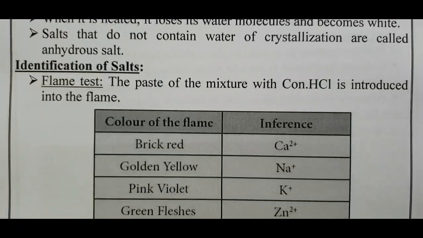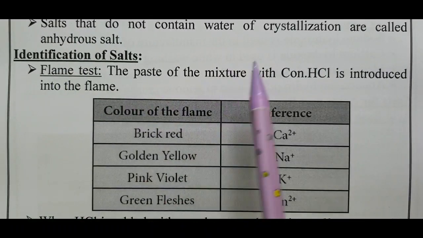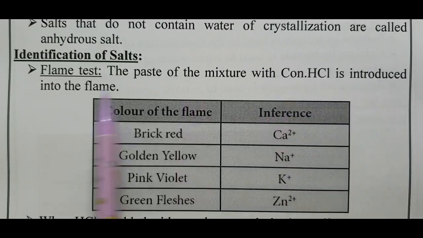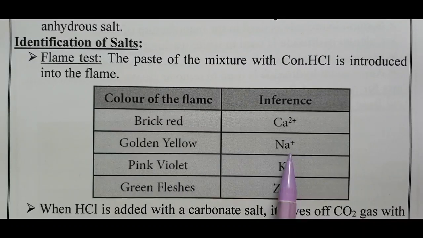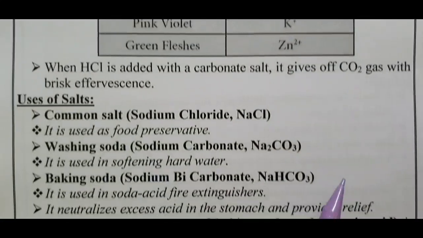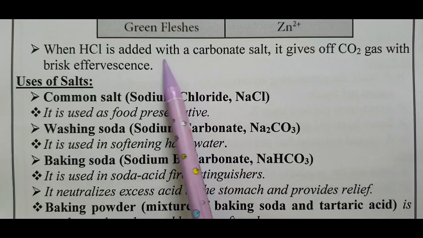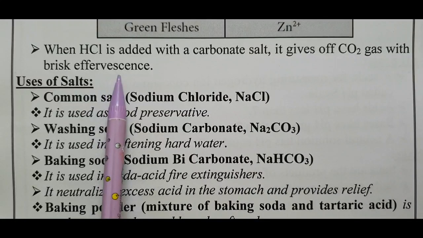How to identify a salt? Identification of salt, flame test. A paste of the mixture with concentrated HCl is introduced into the flame. Brick red color is given by the calcium 2 plus ion. Golden yellow is given by the sodium plus ion. Pink violet is given by the K plus ion. And green flashes are given by the Zn2 plus ion. When HCl is added to a carbonate salt, it gives carbon dioxide gas with brisk effervescence.